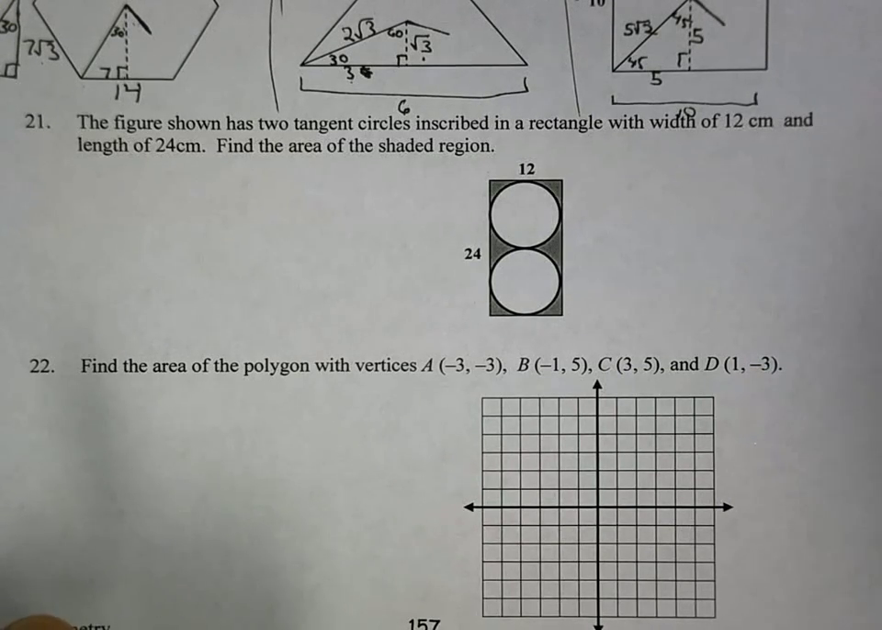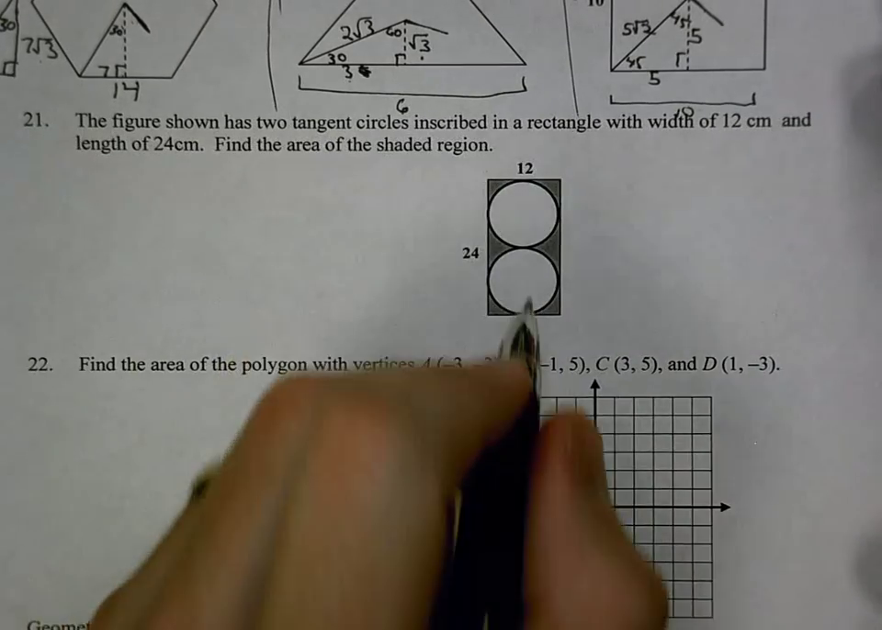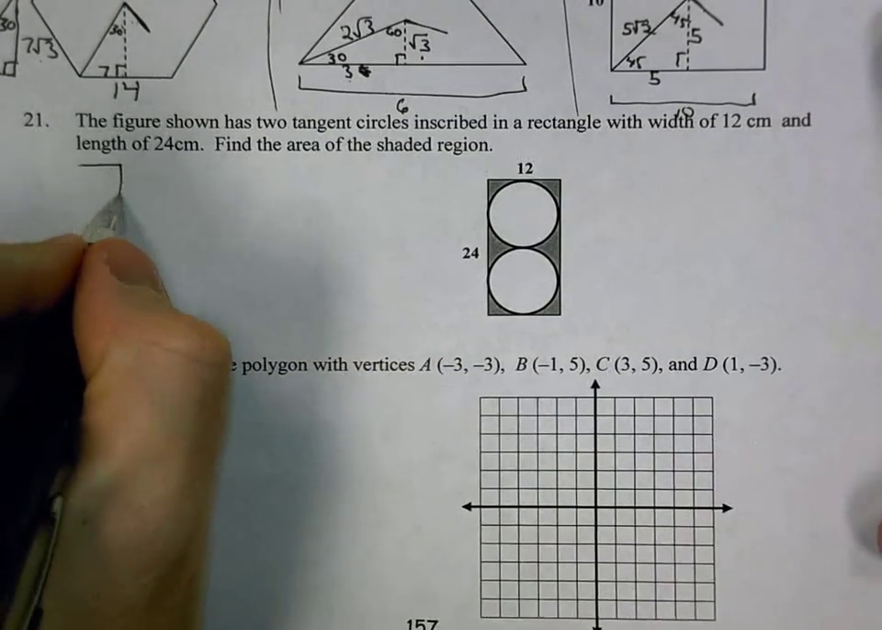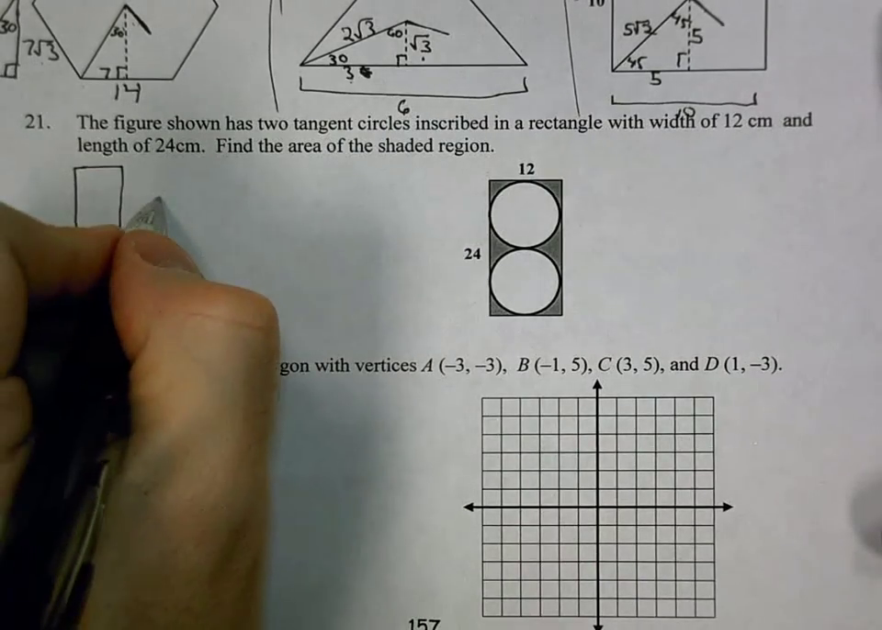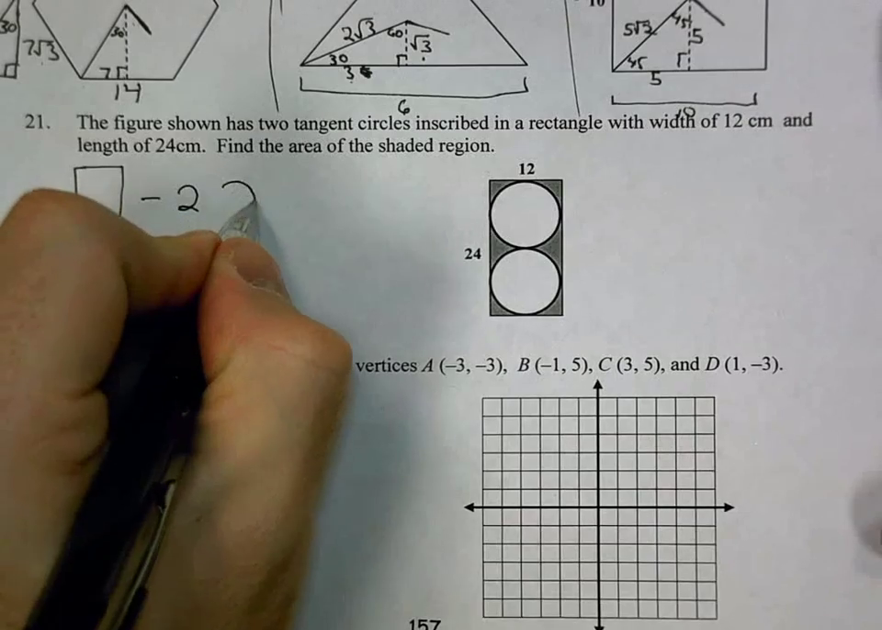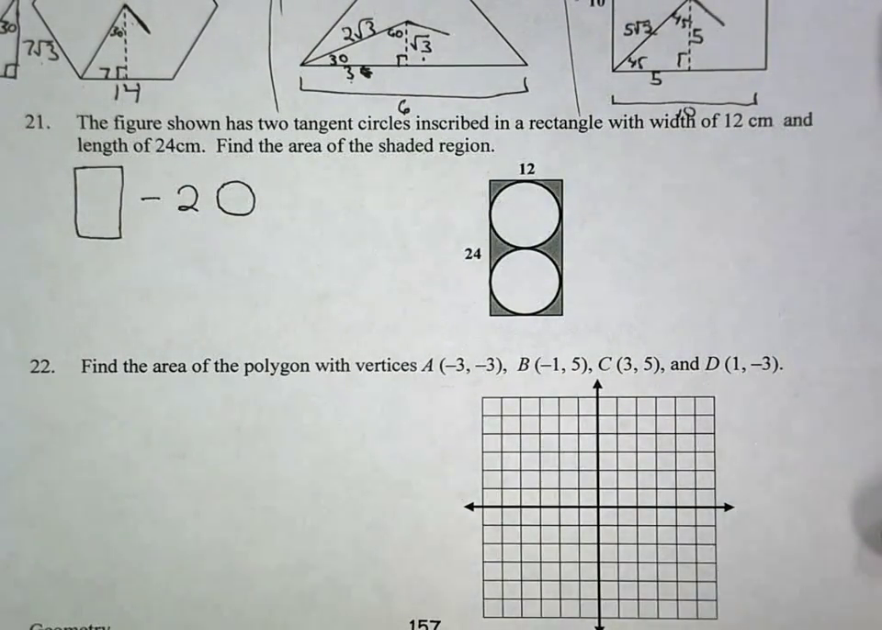So we have two tangent circles inscribed in a rectangle. The width is 12 and the length is 24. We're going to find the area of the rectangle, and we're going to subtract 2 times the area of the circle. Since they're the same circle, we just need to find the area of one of them and just double it.